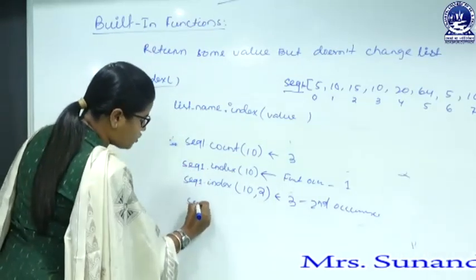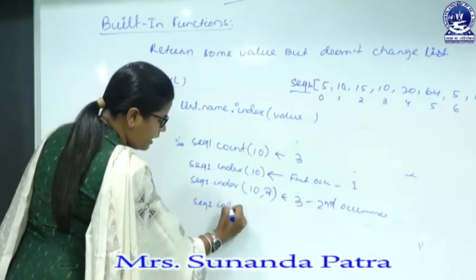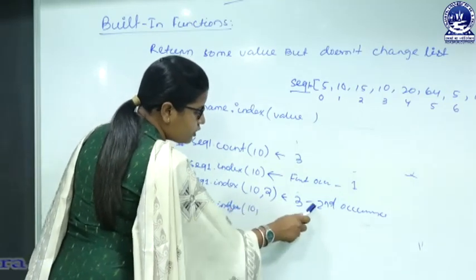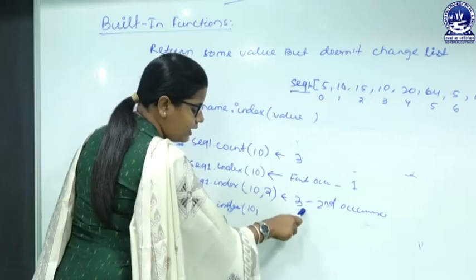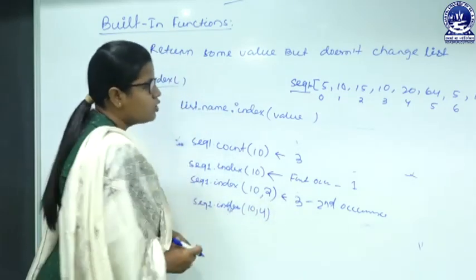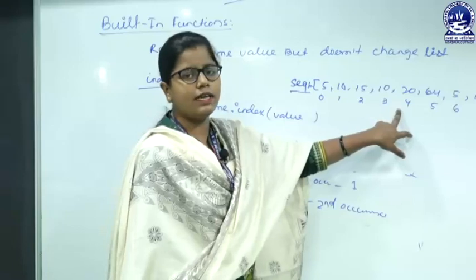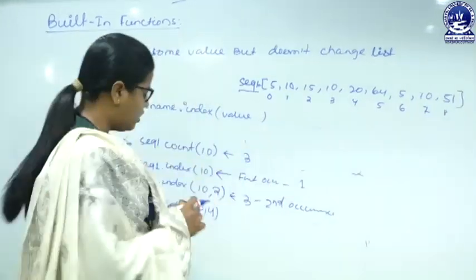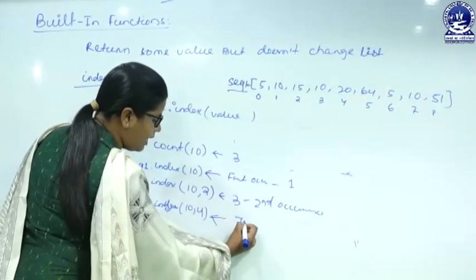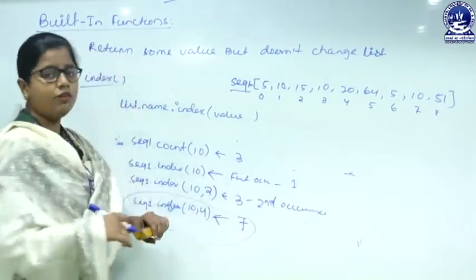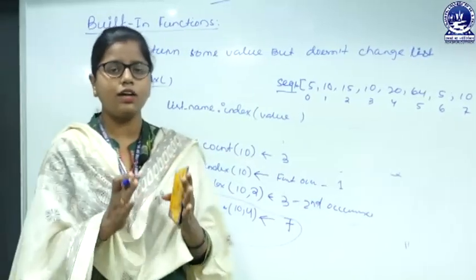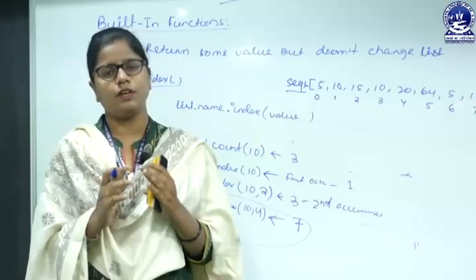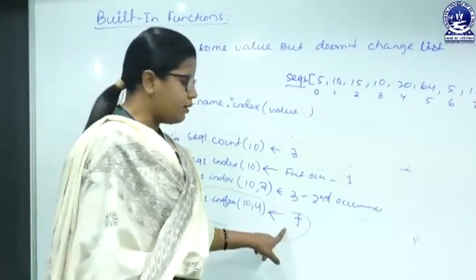Now we can again search sequence 1 index 10. The second occurrence is at index 3, so we will go for 4. We will start from index 4 and we will get the third occurrence of 10 as 7. So this will return 7. This is what we actually desired: the third occurrence, that is, the index at which the third occurrence of 10 is there. So this will return 7.